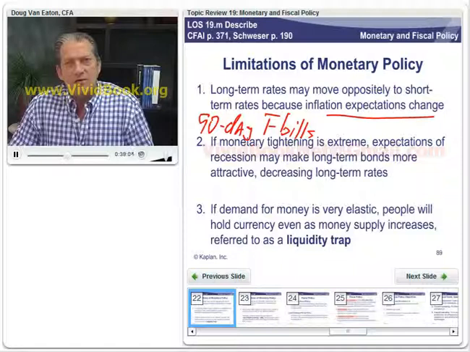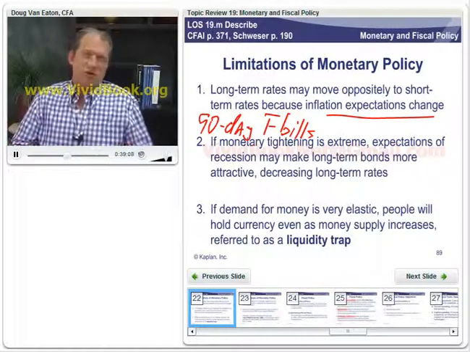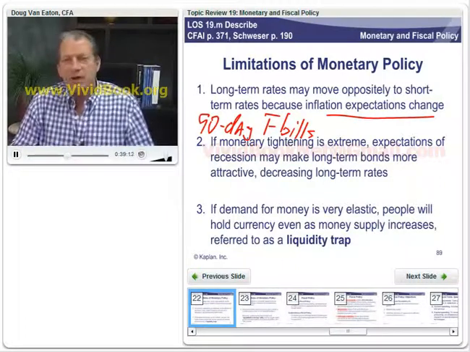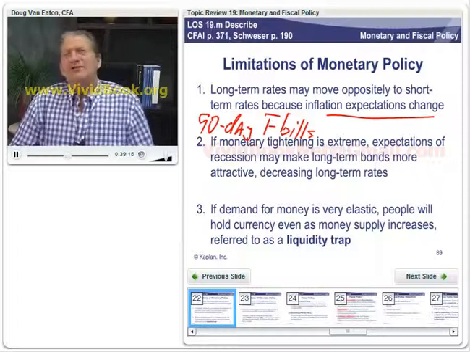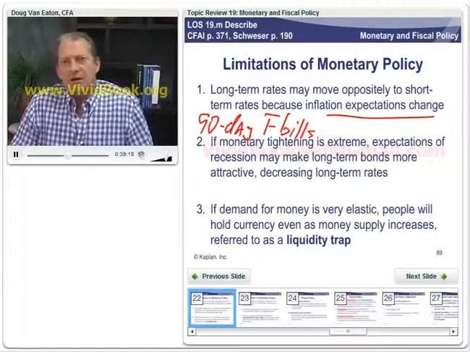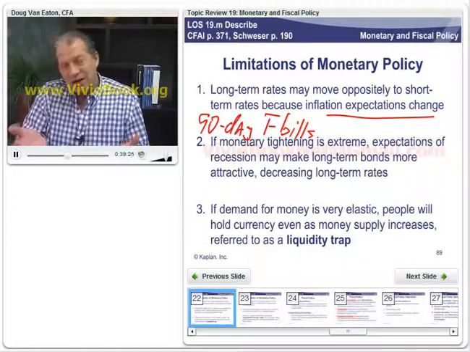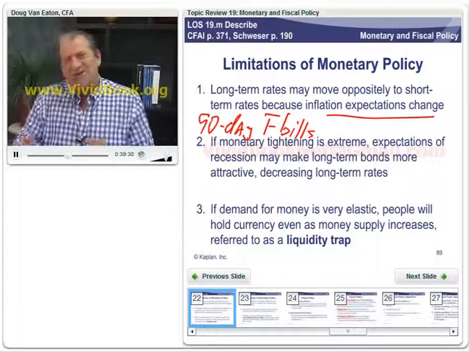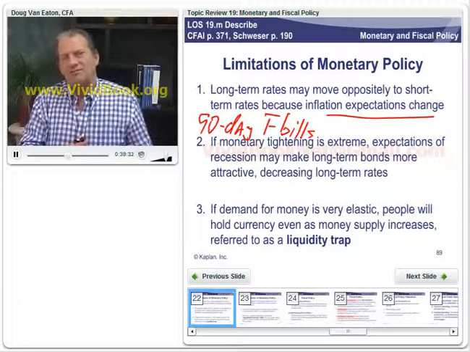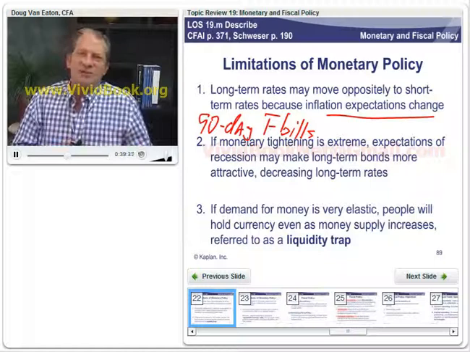Now, if the monetary tightening is extreme, expectations of recession may make long-term bonds more attractive, decreasing long-term rates. Right? When do you want to own bonds instead of equities? Well, a recession is a good time to own bonds rather than equity, especially if the bonds don't default. And so what we're saying here is that there's an attractiveness to long bonds. So even if they're tightening on the short end, that may bring long-term bond yields down as money shifts into long-term bonds, bidding their prices up and long-term rates down.